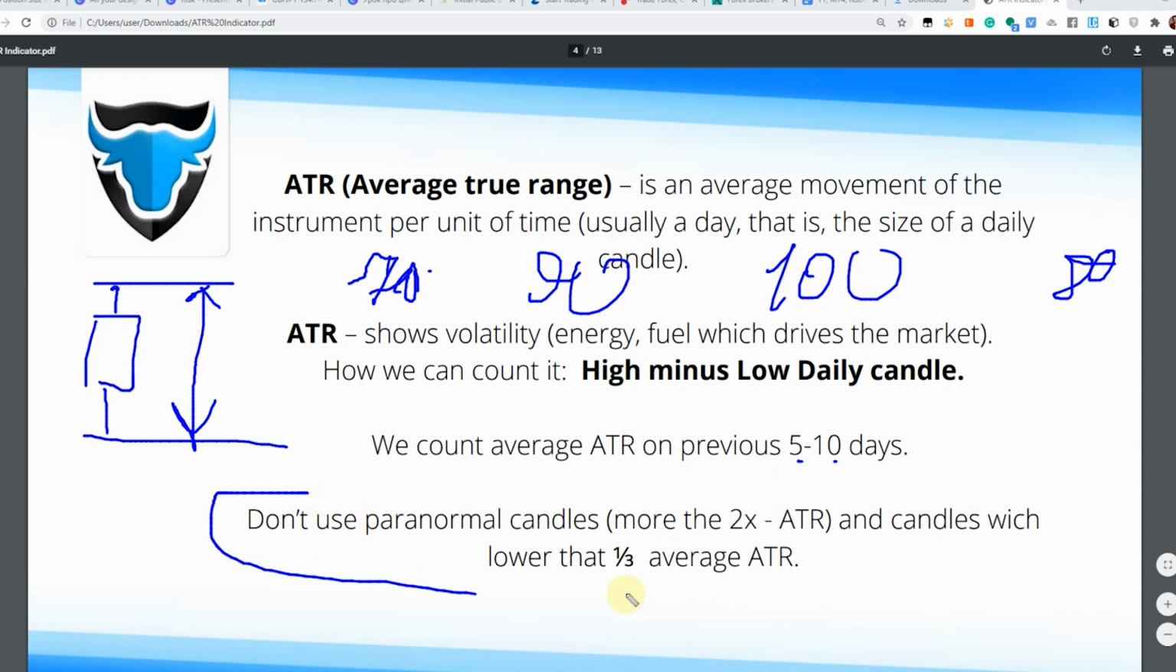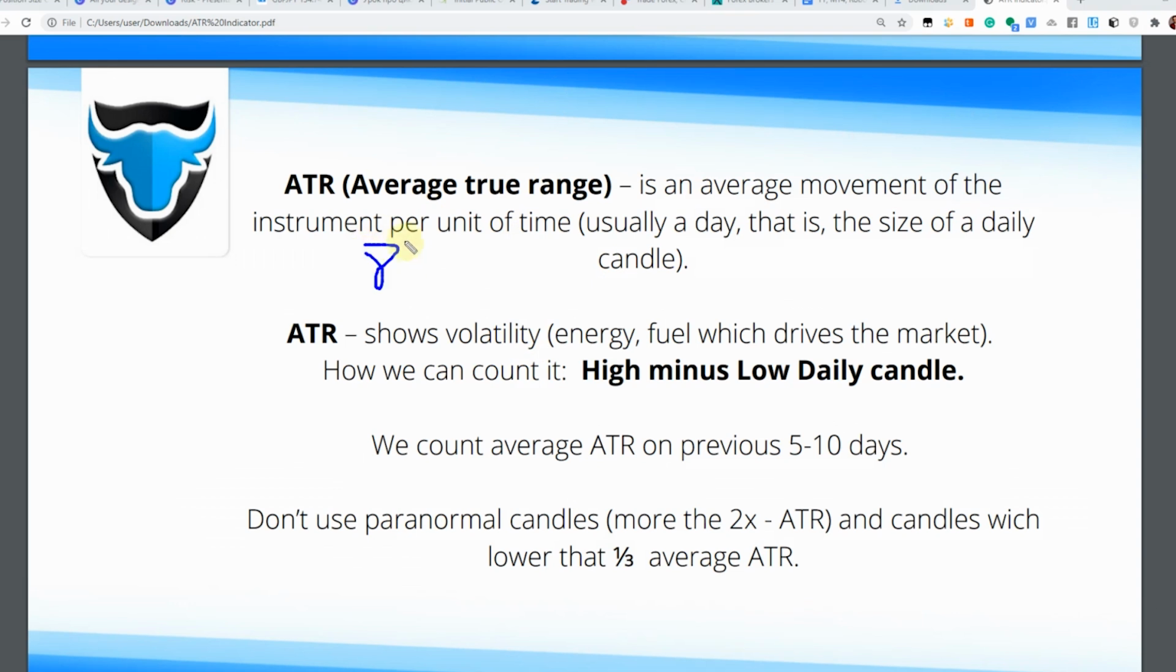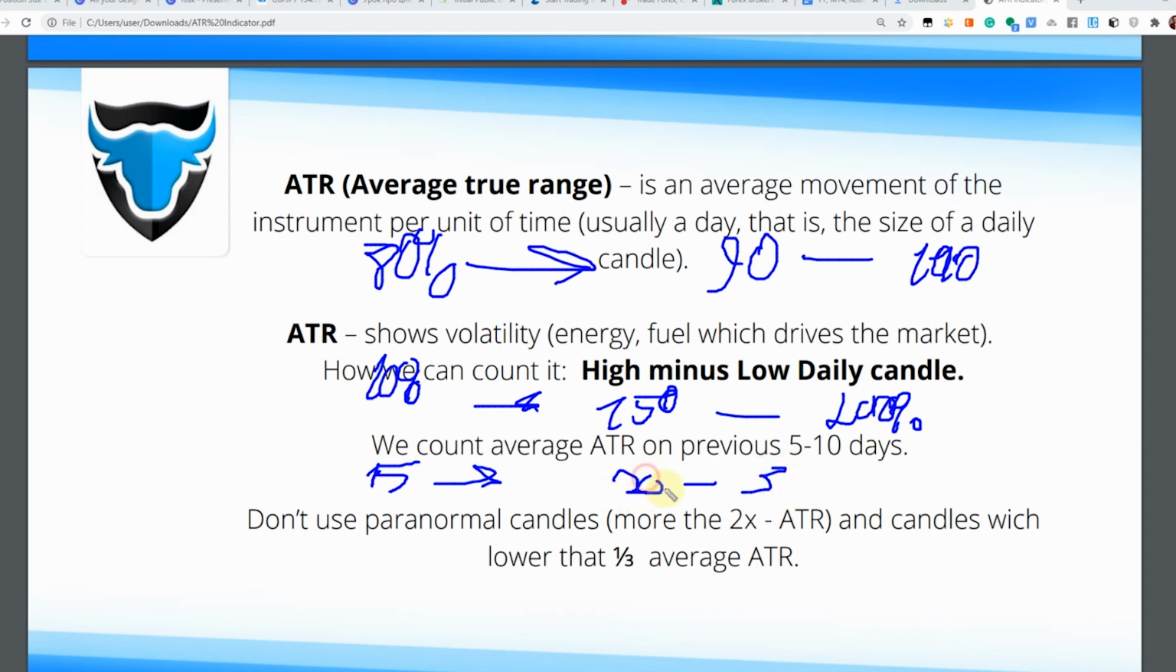As you can see here, don't use paranormal candles, double or bigger, because they are not frequent. In 80% of cases, price will move per day nearly 90 to 110% of ATR. It is the normal average. Only in less than 10% of cases, nearly 10%, price will move per day 150% of ATR, 200% ATR. Nearly these numbers, and only in less than 5% of cases price will move per day double ATR or further, like 200-300%.